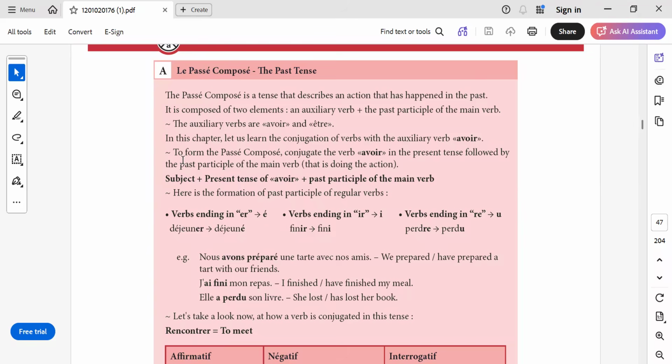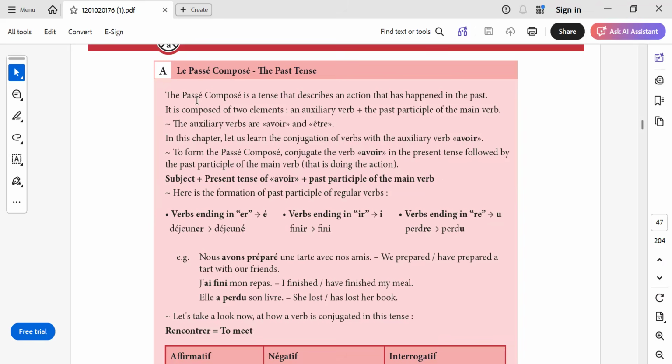Now, as you can see, for past tense, we need the subject pronoun, the present tense of the avoir verb, plus the participe passé of the main verb, or the past participle of the main verb. When we are conjugating passé composé in French, there are two auxiliary verbs we use, avoir and être. But in this lesson, we'll be focusing mainly on the verb avoir. Most of the verbs in French are conjugated with avoir in passé composé. There are very few verbs which are with être. Those verbs we will see in the next lesson.